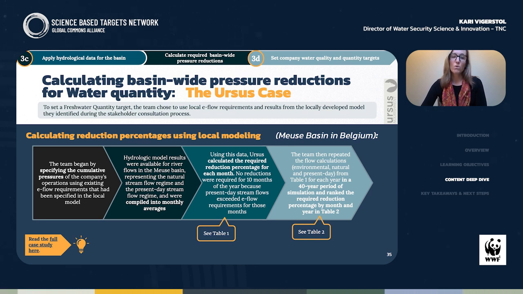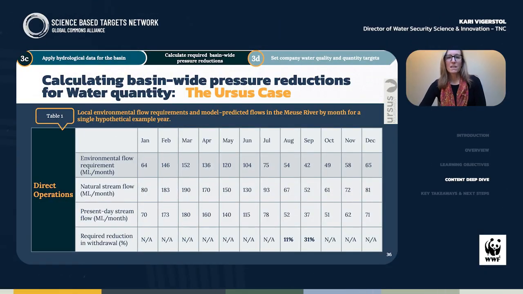Because the model simulates a 40-year period of record, the final step for the URSUS team, in this example, was to repeat the flow calculations, environmental, natural, and present day, in Table 1 for each year in the period of simulation, and rank the required reduction percentage by month and year as shown in Table 2. Note that the ranking is performed independently by month, such that each row in Table 2 may correspond to multiple years.